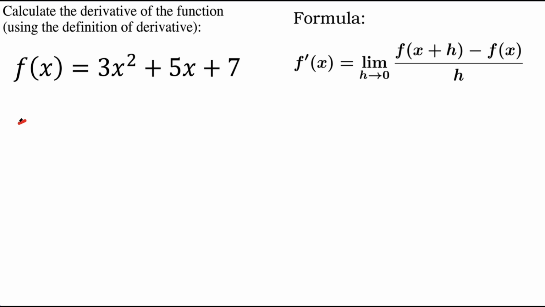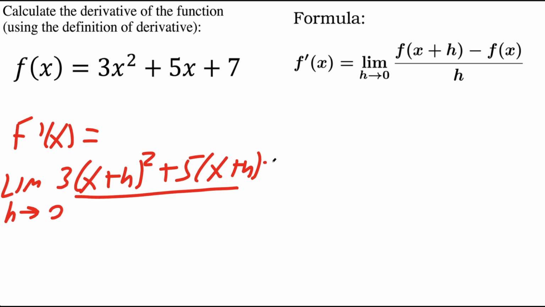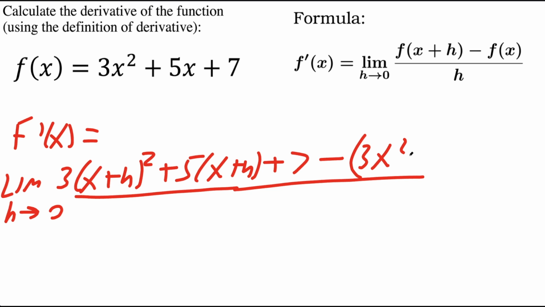And so I think it'll make more sense when we actually do a problem. So let's begin. So we would have the derivative of f of x is equal to the limit as h approaches 0. Now, wherever you see an x, you're going to replace it with x plus h. And I'll show you what I mean by that. So this would be 3(x plus h) squared plus 5(x plus h) plus 7. Now we have minus f of x, so just minus (3x squared plus 5x plus 7), all over h.